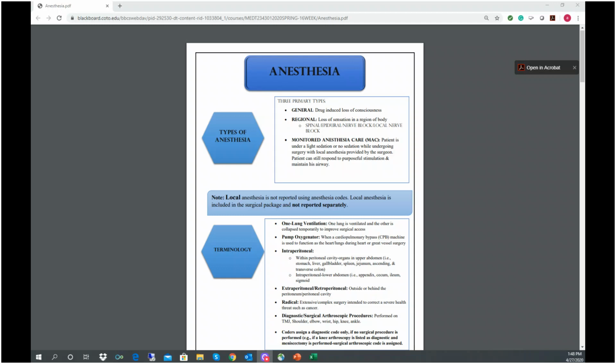Okay, so anesthesia also created a handout that's specific for anesthesia. So you would have a little bit more information that you can print off, you can keep, you can use in the future, however it helps you. So three primary types of anesthesia are general, regional, and monitored anesthesia care, or MAC. And it gives you some examples of what those particular things are.